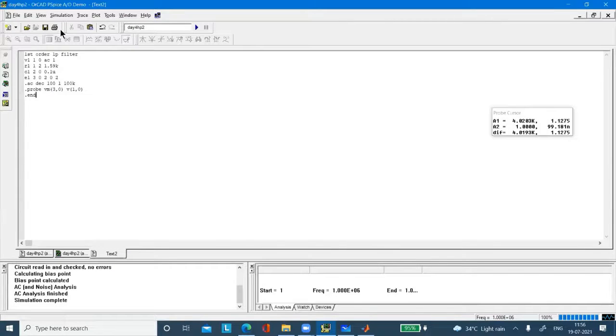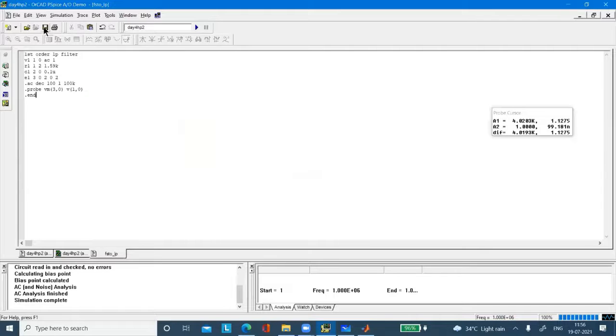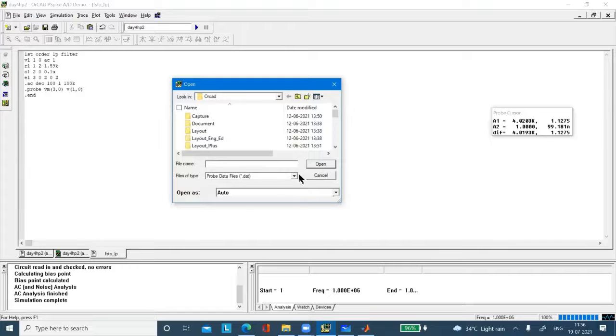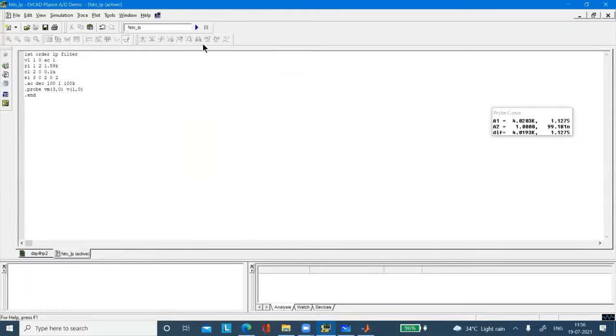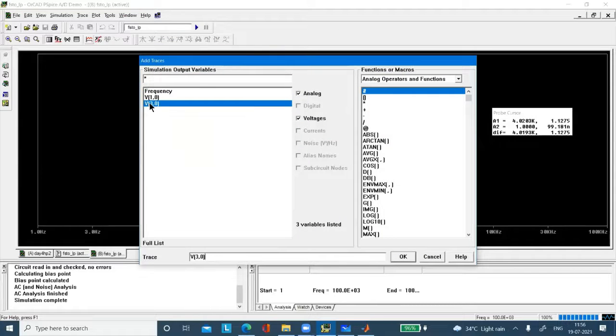Now save the file, first order filter, first order LP dot CIR. Now change the file type, first order LP, open, now run, go to address V30 by input V10.